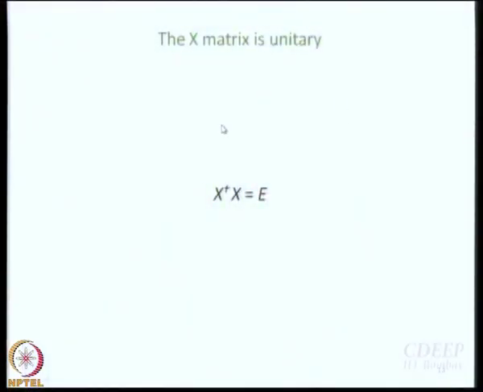Product of the adjoint and the matrix itself, what should it be if it is unitary? Should be the unit matrix, right? What is the definition of a unitary matrix? That A inverse is A dagger, right? So this is what you have to show. X dagger X equal to E. I leave it to you to do that, it is not very difficult, just do not forget the orthonormality, then you got a problem. Okay.